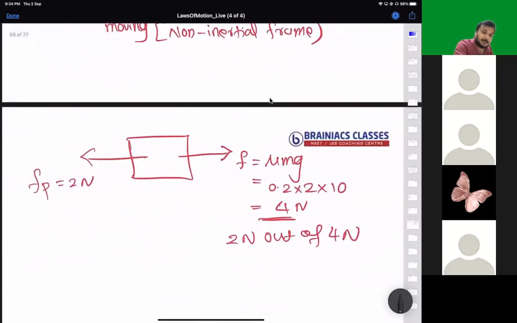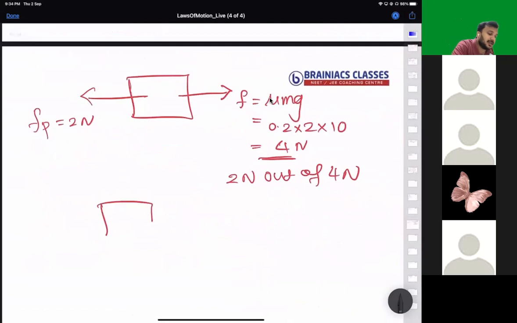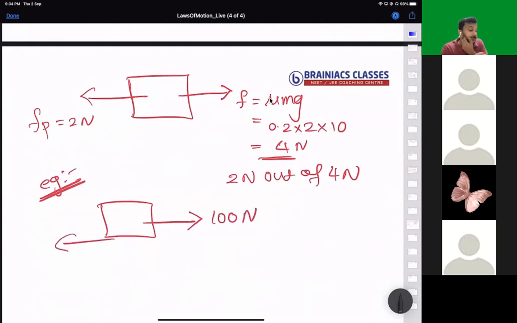I can tell you another example to make the concept very clear. Suppose a block is moving in the forward direction. Just assume, just an example, not with respect to this question. A block is moving with a force of 100 Newton forward. We calculated the friction. F is equal to mu mg, and mg is equal to N, the normal reaction. Calculated, I got the value 150. Now I am asking, what is the frictional force here? I will say not 150.